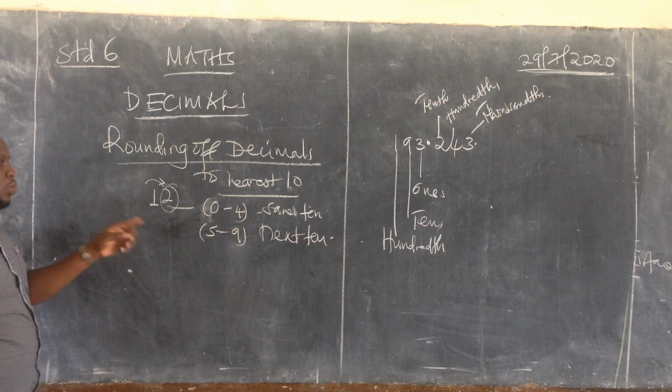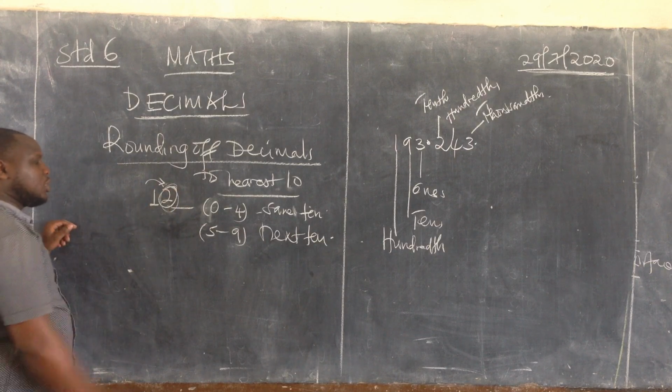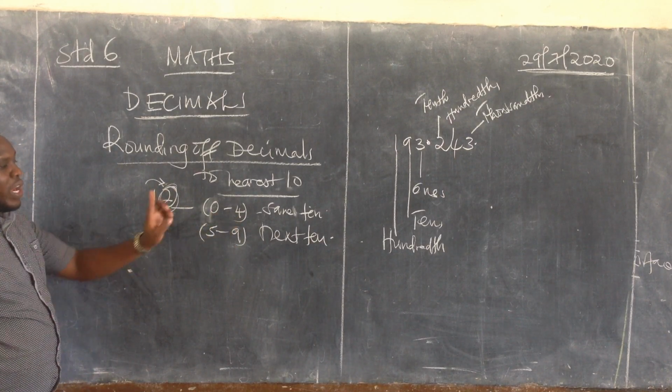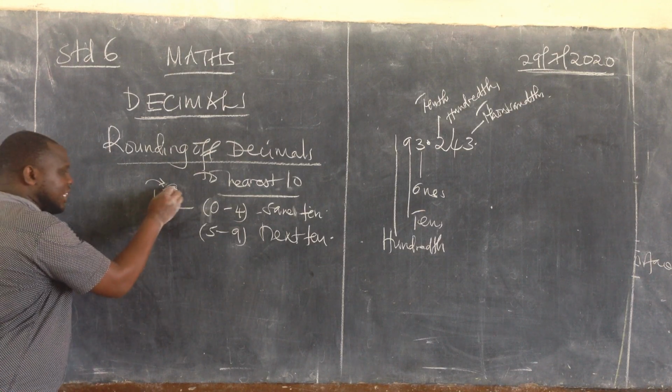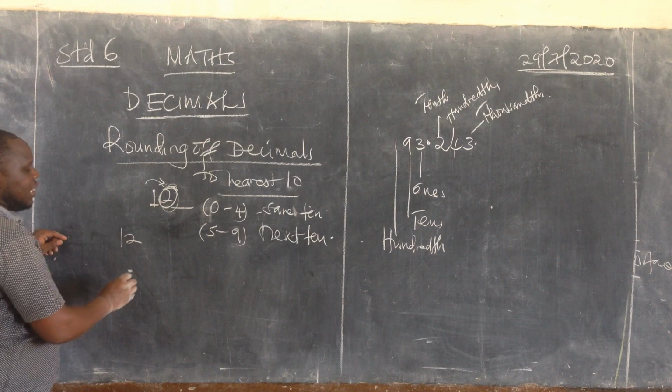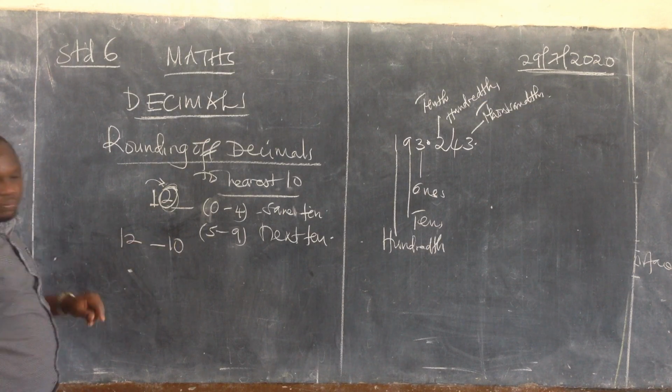So in this case, you realize that our digit here is 2. 2 lies between 0 to 4. And so what we do is remain with the same 10. You just change this to 0 and you remain with this 10. So 12 rounded to the nearest 10 becomes 10.